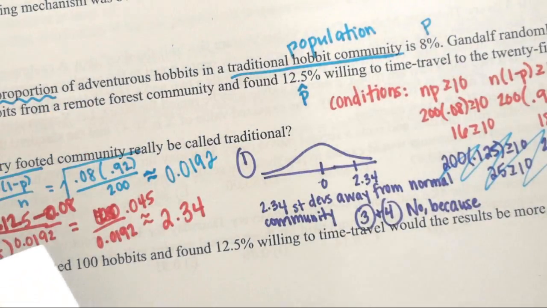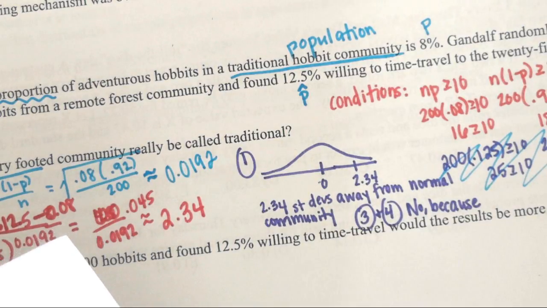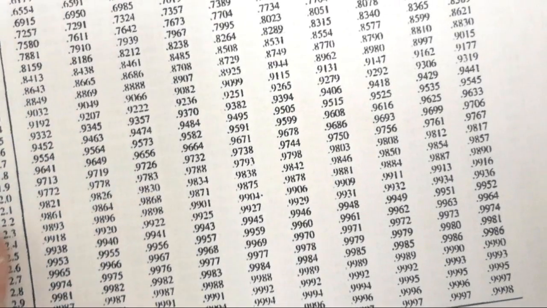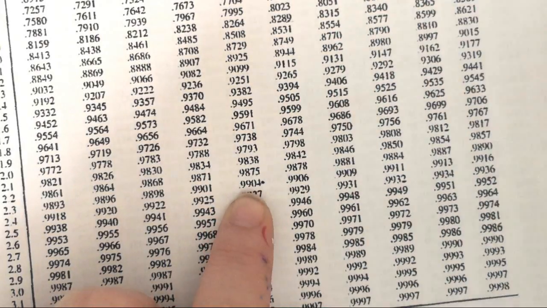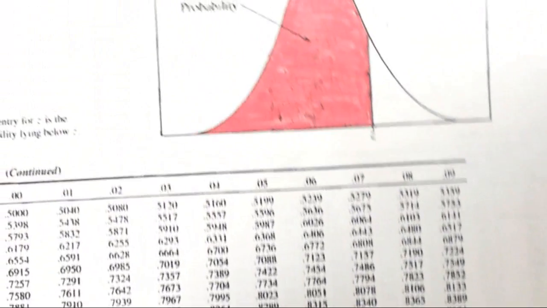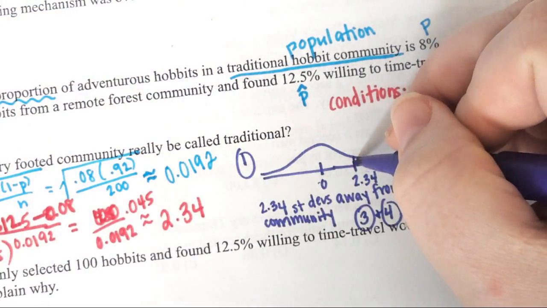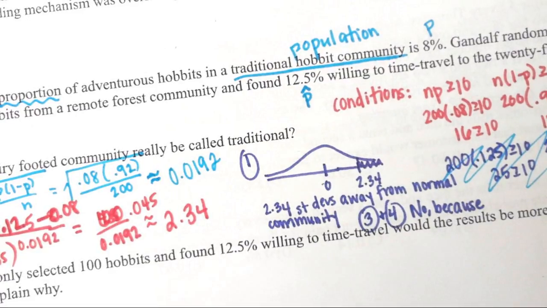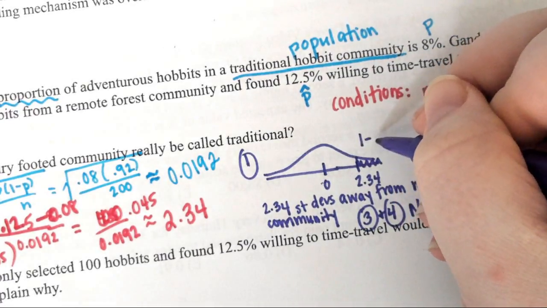Don't we have to do one minus? Okay, so I looked at my table. I looked at 2.34, and it was 0.9904. But that's the area under the curve to the right. Don't we need above that? So the area to the curve to the left. So what would we do? 1 minus?